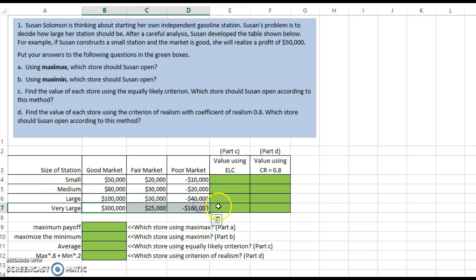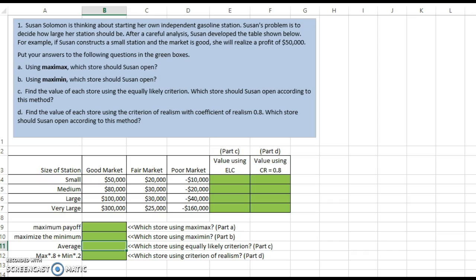You're going to get an average of the returns for a good, fair, or poor market for each size of station. Once you have all the averages here, you're going to choose the location size that has the highest average. And so that's what you will use for the equally likely criterion answer here.